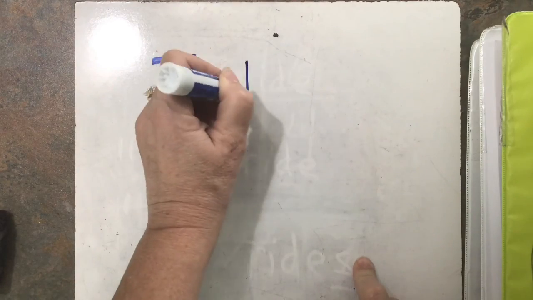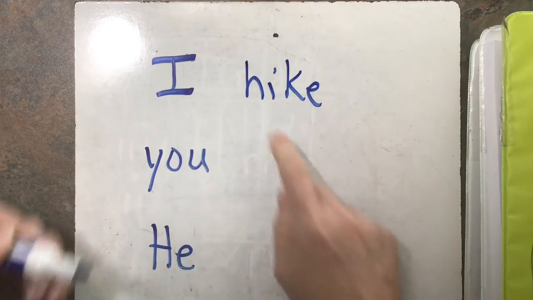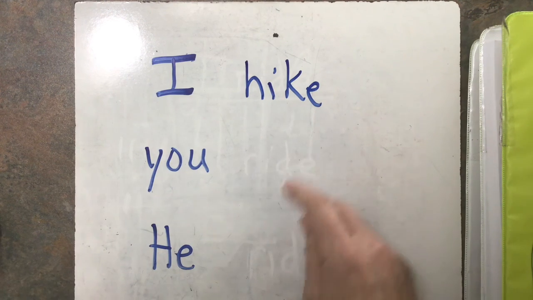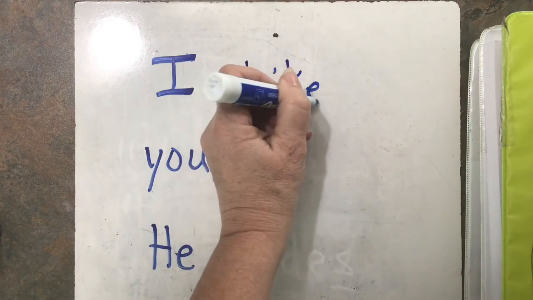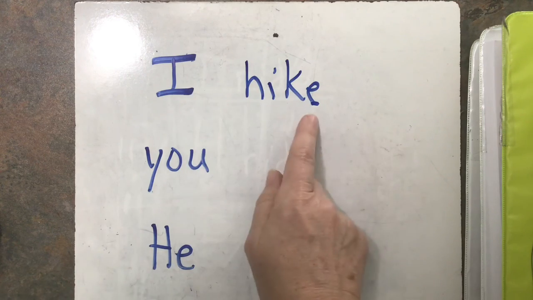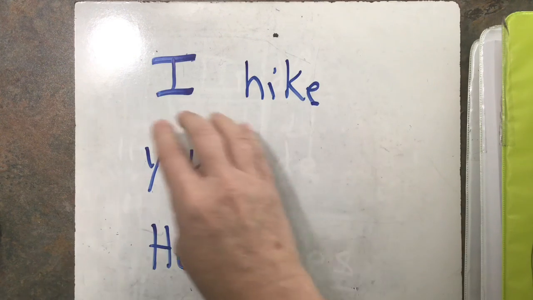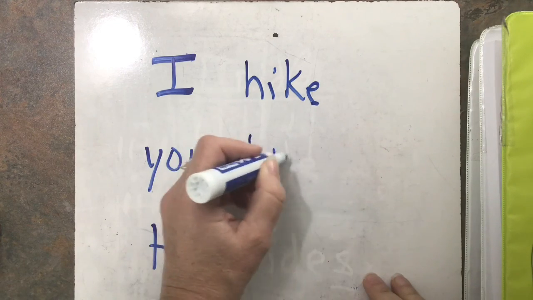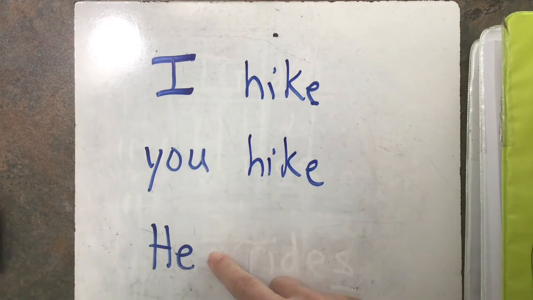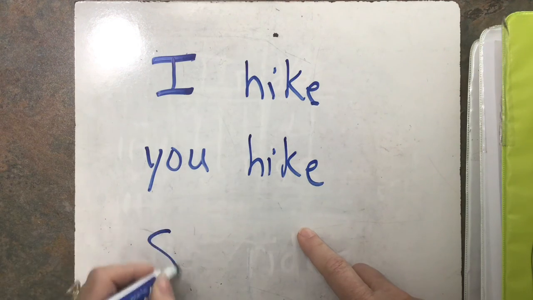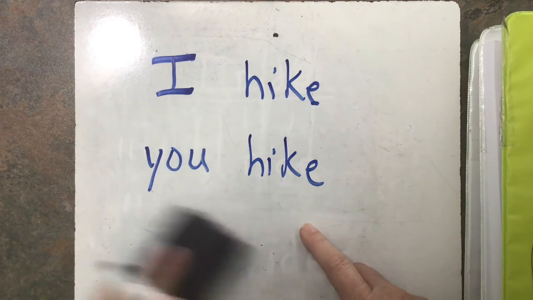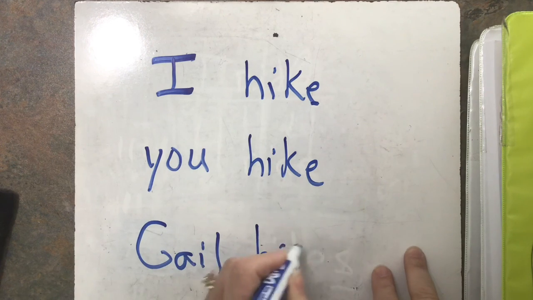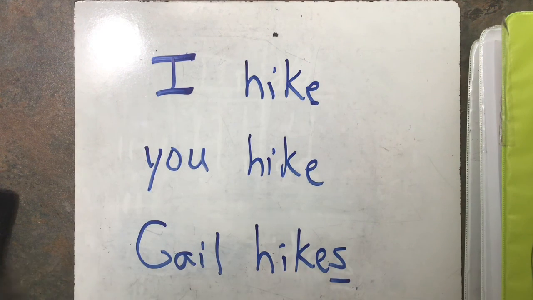All right, let's try one more. Let's try the word hike. If I am doing it, I just say I hike up the mountain. If we're talking about yesterday, that would be different, if you've already done it. But if you're talking about right now, I hike up the mountain. You also hike. And when we go to talk about the third person, it can be he or she. We can even name that other person. Gail. What does Gail do? Gail hikes. Add the S to the end.